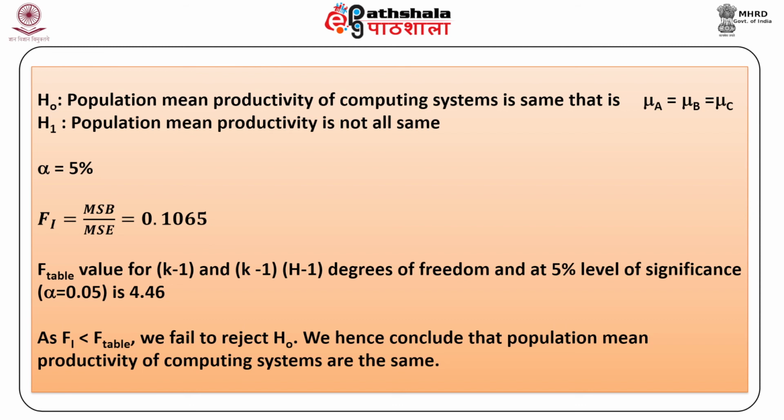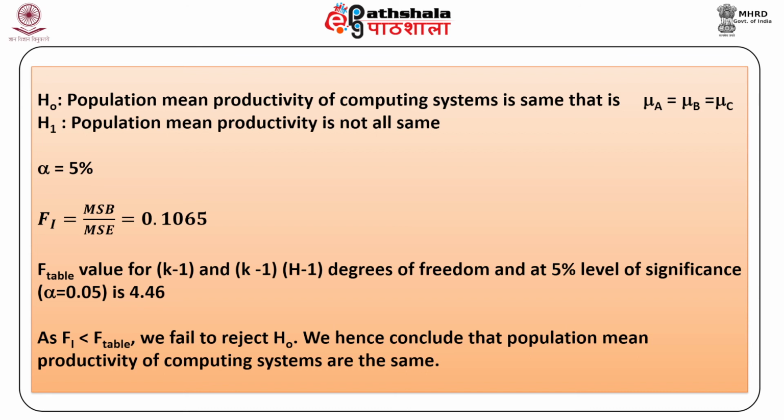Level of significance alpha we have selected is 5%. F1 is equal to MSB upon MSC, which is equal to 0.1065. Let's now calculate the tabulated value for k minus 1 and (k minus 1) into (h minus 1) degrees of freedom at 5%. Now this, from the table, you can see comes out to be equal to 4.46.